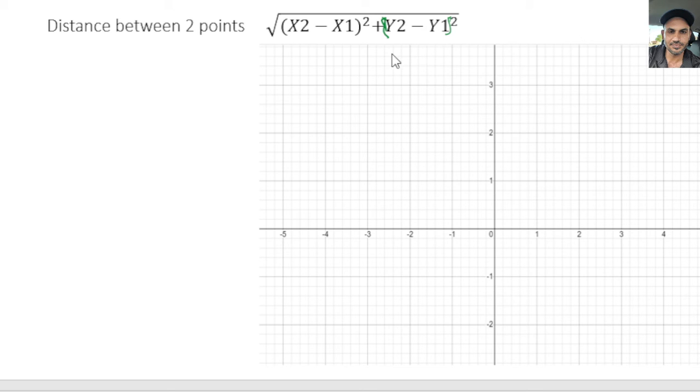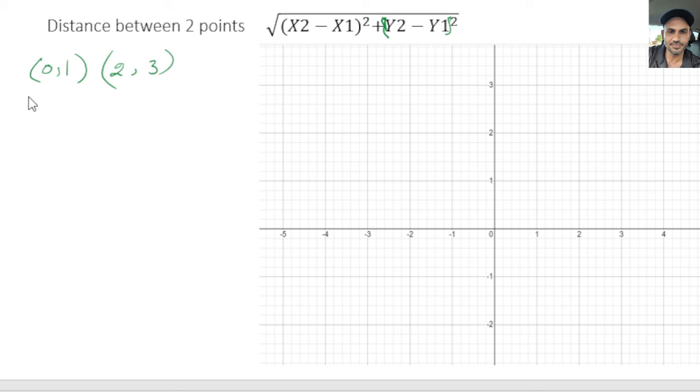So this is how it should look like. All right, so let's take a look at a couple of examples. So here we have a point. I'm gonna put like a 0, 1 and 2, 3. So these are our 2 points.